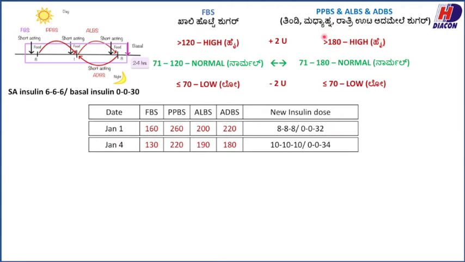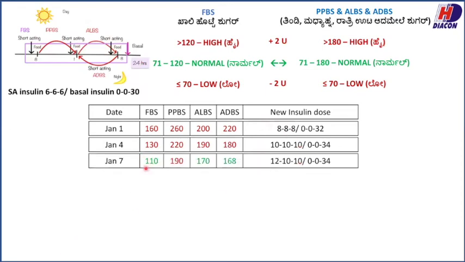After all our meals, it is still 180 or more than 180. So that is high. So to control the sugars after breakfast, we increase the morning short-acting insulin, 8 plus 2 becomes 10. To control the sugars after lunch, we increase the afternoon short-acting insulin, 8 plus 2 becomes 10. And to control the sugars after dinner further, we want it below 180. Again, night dose of short-acting insulin we increase from 8 to 10.